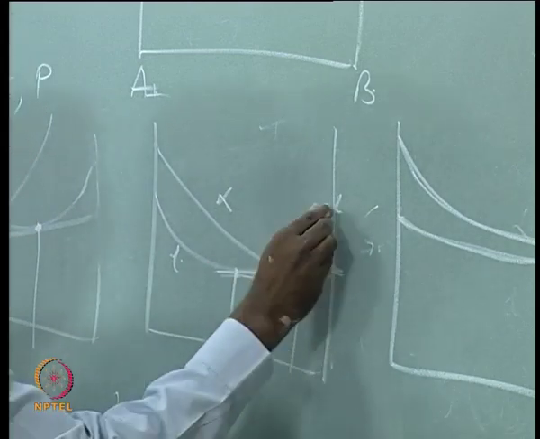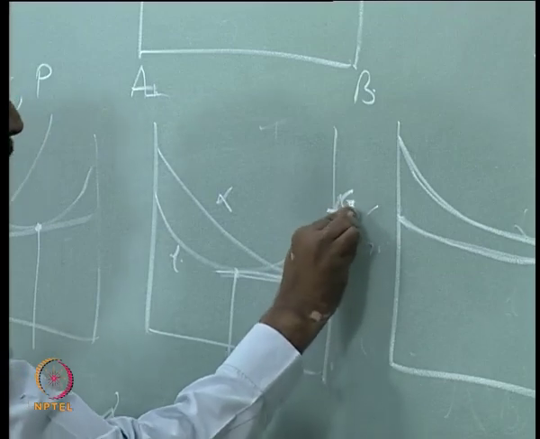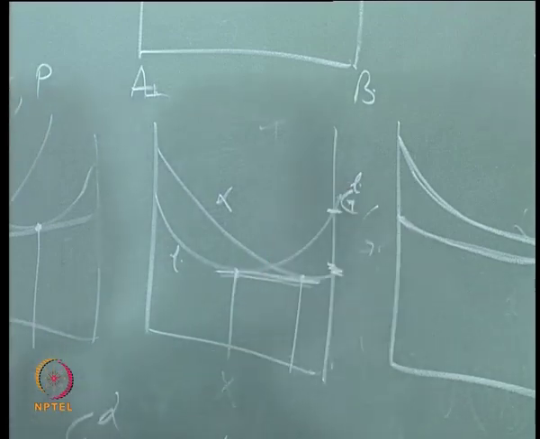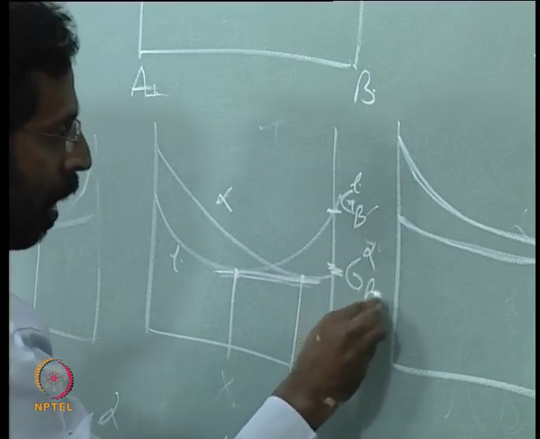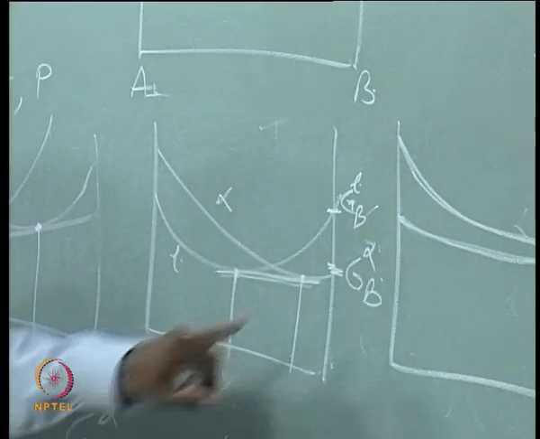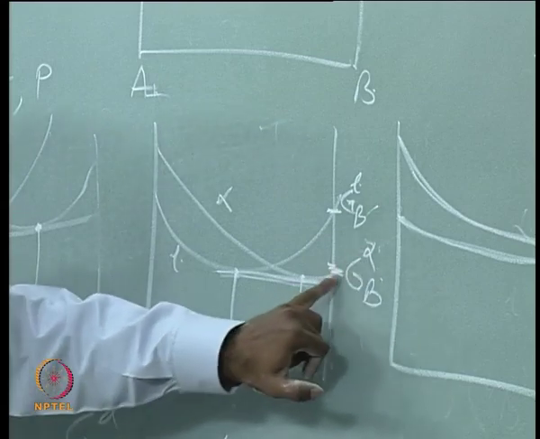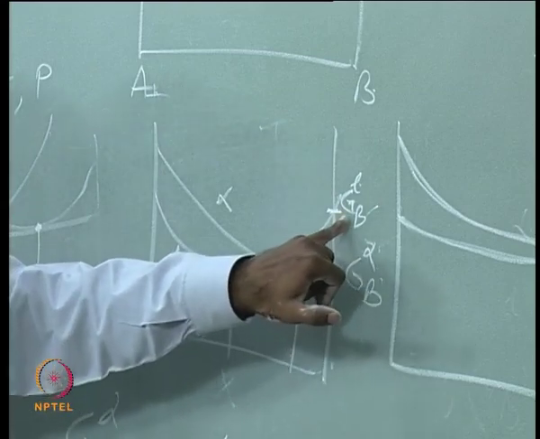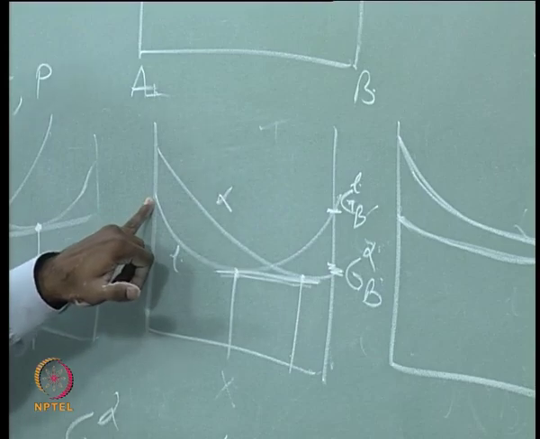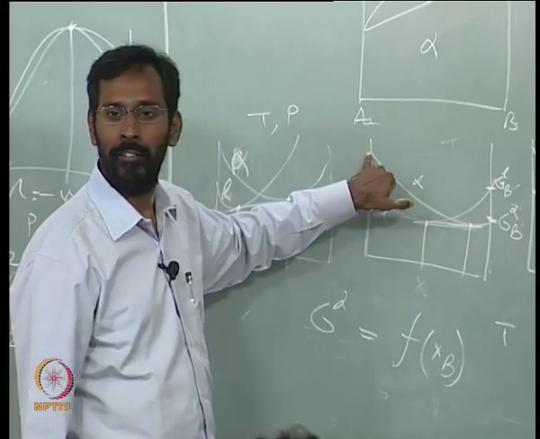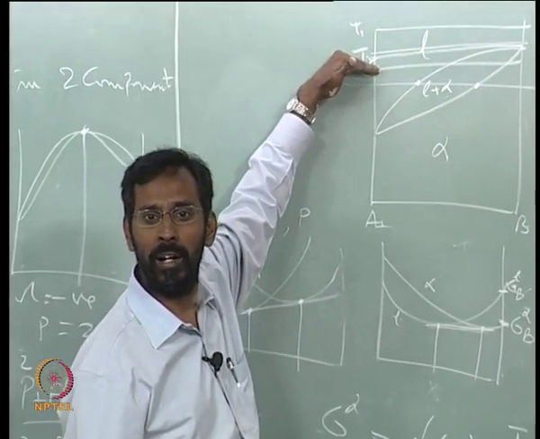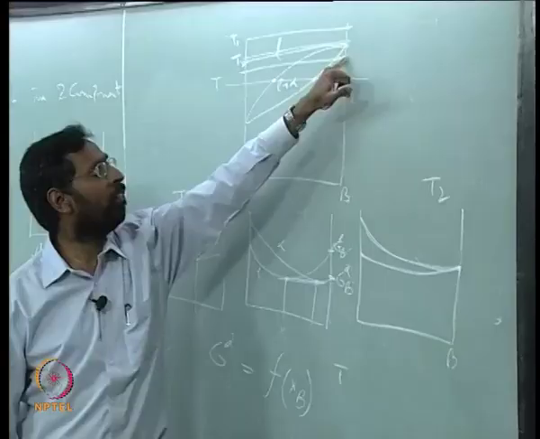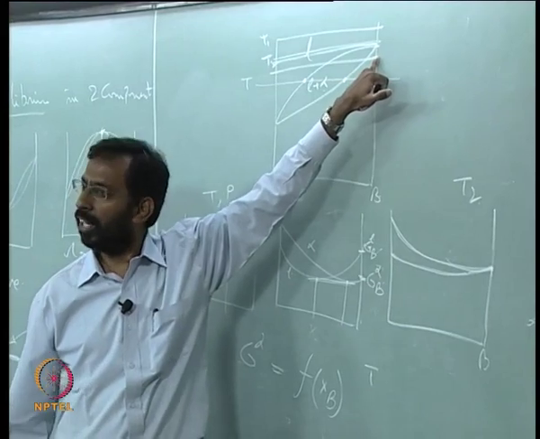This is the free energy of liquid B, this is the free energy of alpha B. And you can see here the alpha has a lower free energy than the liquid. On this side you see the liquid has a lower free energy than alpha. Why? Because on this side it is still liquid that is stable. On this side, once I come to this temperature, it is already alpha.